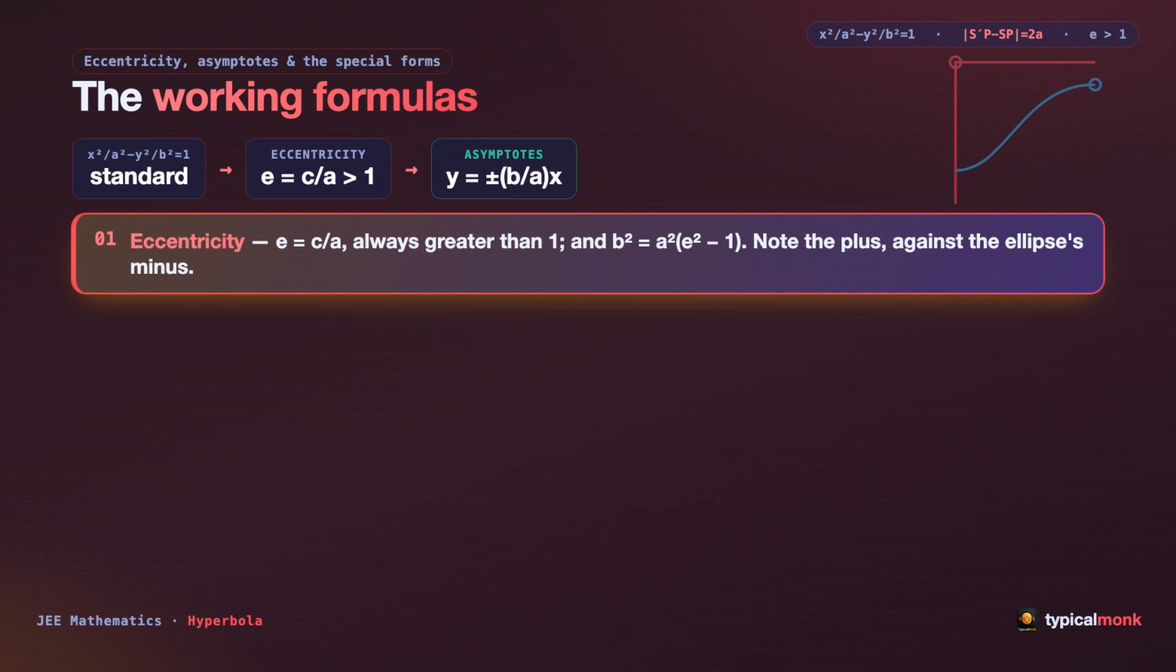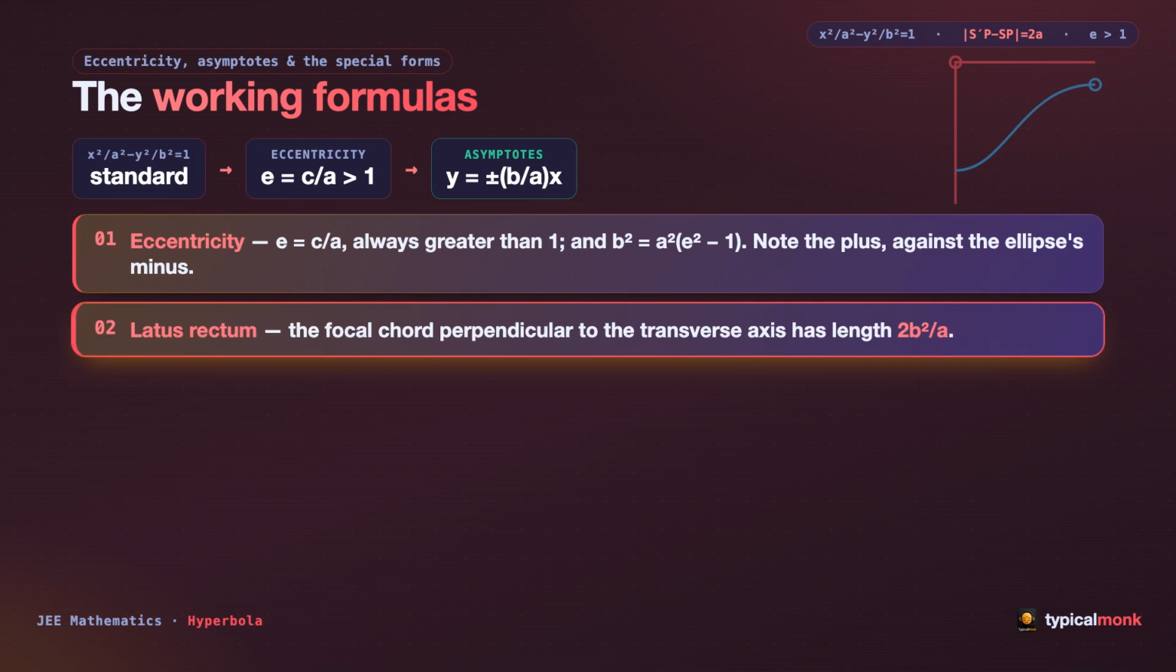The ribbon holds the anchors, the standard form, the eccentricity, and the asymptotes. The eccentricity. e equals c over a, always greater than 1, and b squared equals a squared times, bracket, e squared minus 1. Note the plus against the ellipse's minus. The latus rectum. The focal chord perpendicular to the transverse axis has length 2b squared over a.